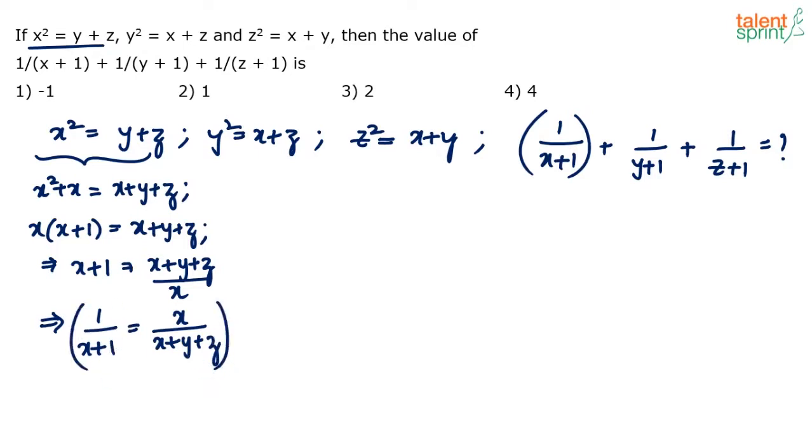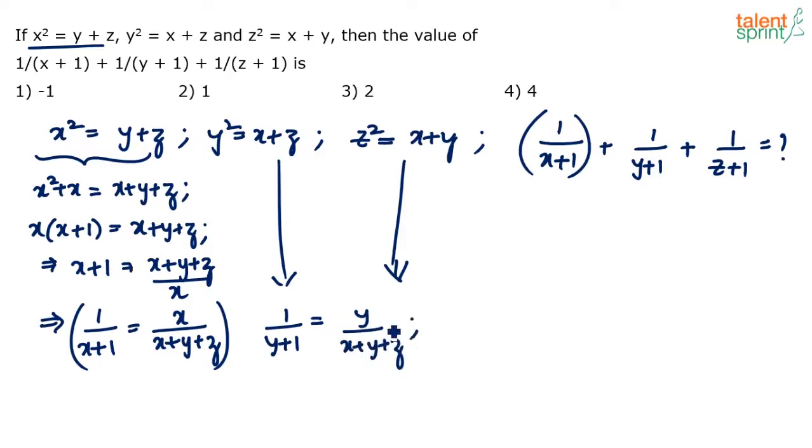Now observe, these are all symmetrical equations, right? x squared equals y plus z, y squared equals x plus z, z squared equals x plus y. So the same process is followed in the other two cases also. You have to add y on both the sides; this time adding x will not help. So y squared plus y equals x plus y plus z. Take y common, we'll get y plus 1, and here it will be x plus y plus z. So finally we'll get 1 by y plus 1 equals y by x plus y plus z. And similarly 1 by z plus 1 equals z by x plus y plus z.